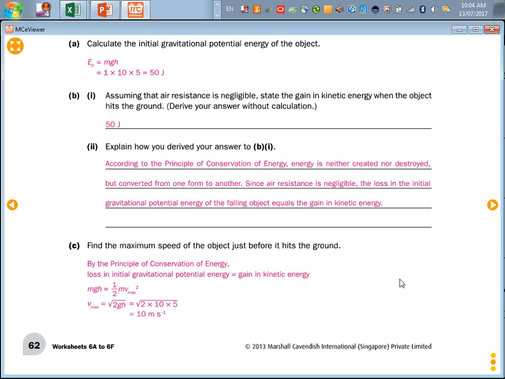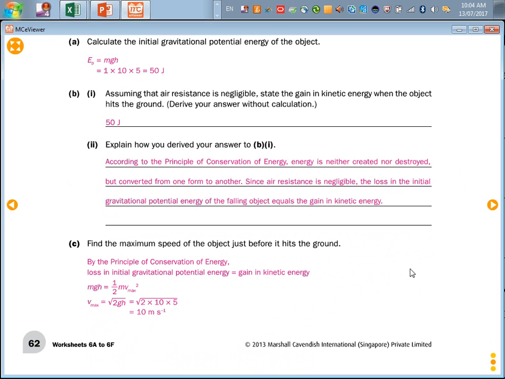Okay, next, part C. Find the maximum speed of the object just before it hits the ground. Still using our principle of conservation of energy. mgh equals to half mv squared. So 50 joules is equals to half mv squared. Then make v the subject. You'll find that the maximum speed, which is the speed just before hitting the ground, will be 10 meters per second. Do you get this correct? Part C, yes.